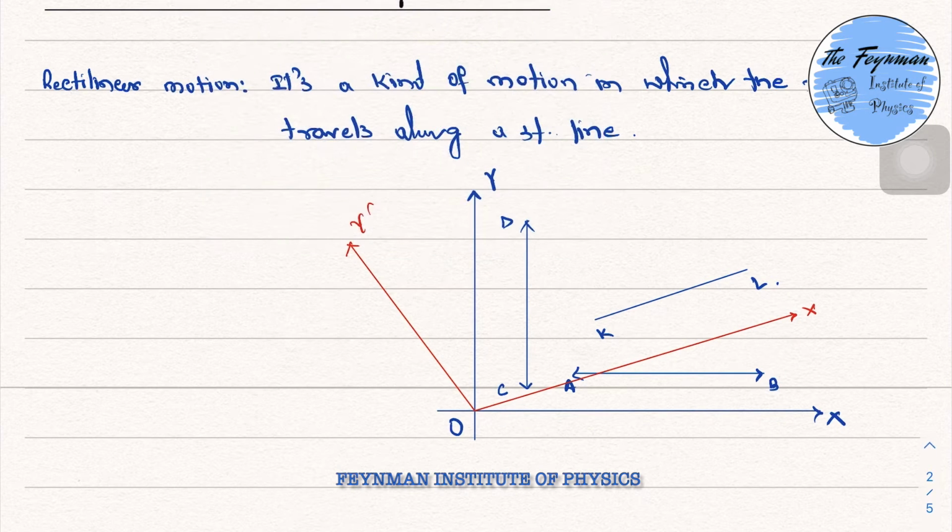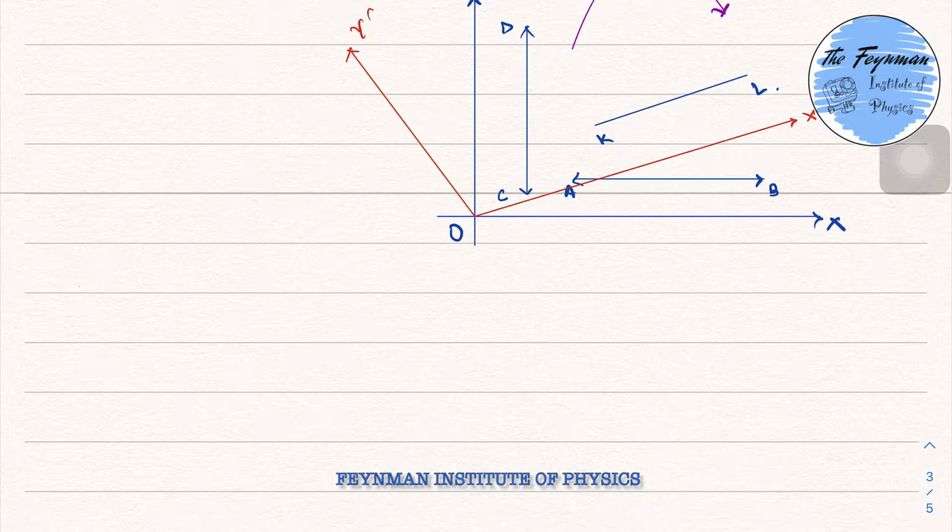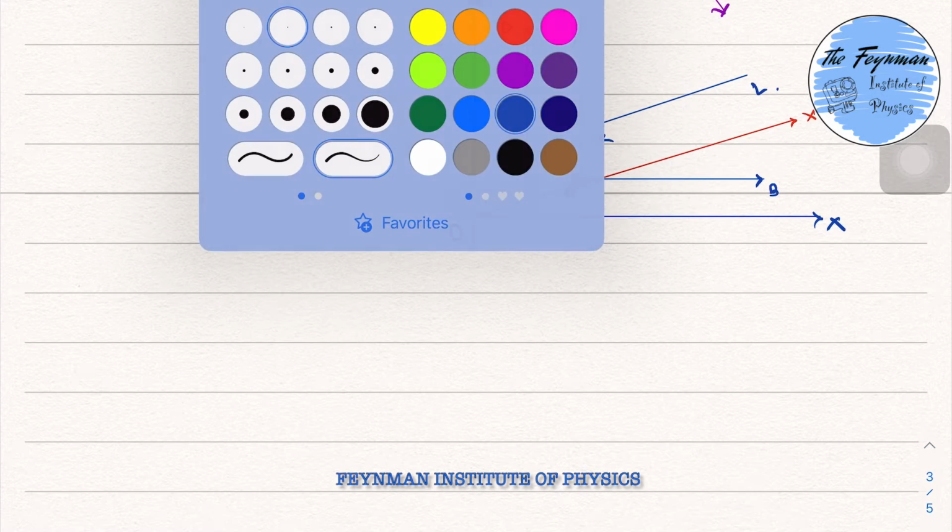But suppose the particle is moving along a semicircular path like this. Whatever reference frame you choose, when the particle is moving along this kind of path, the motion of the particle will be a two-dimensional motion, because in this case the particle is changing both its x and y coordinates, whatever the reference frame you are choosing. So this kind of motion is not a rectilinear motion. It is an example of two-dimensional motion or motion in plane.